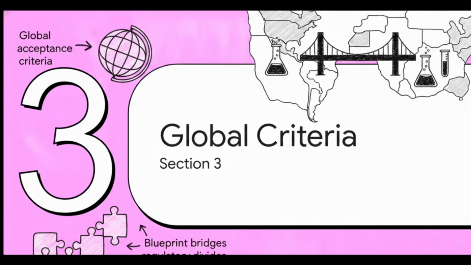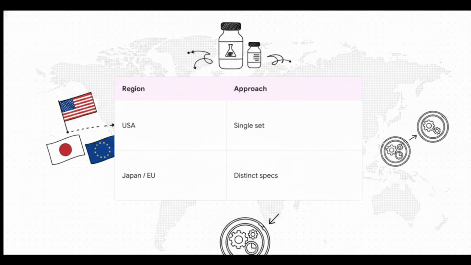Let's shift gears to Section 3, Navigating Global Acceptance Criteria. Now, what's really interesting about this slide is how the blueprint bridges regulatory divides across completely different regions. When it comes to release versus shelf life acceptance criteria, approaches have historically diverged quite a bit. In the USA, the standard is generally just a single set of criteria applied to both release and shelf life. But over in Japan and the European Union, there's a strict regulatory requirement for distinct, separate specifications for release and for shelf life, assuming those criteria are actually different.